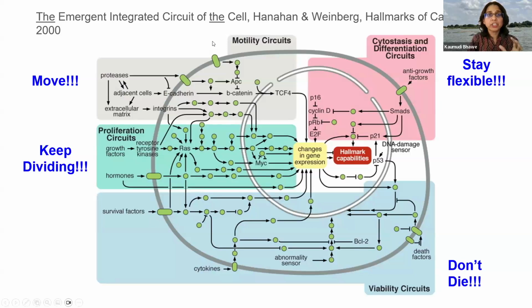And so at that time, they said, okay, here's an emergent integrated circuit of the cell. So how are these cells using the molecules within them to bring about these changes in themselves and the surrounding cells? So at that time, you saw this rudimentary diagram, right? With in the nucleus, there are changes in gene expression that enable the hallmark capabilities. You see some familiar molecules to all of you over here. You see P53, you see MYC, you see KRAS, RAS here. Okay, RAS is in the cytoplasm.